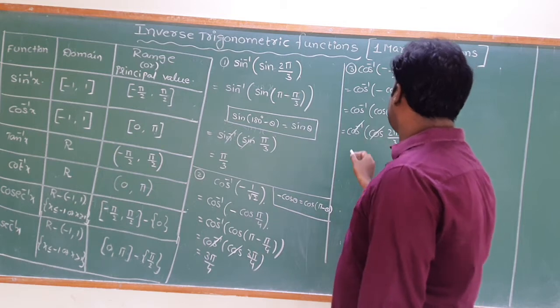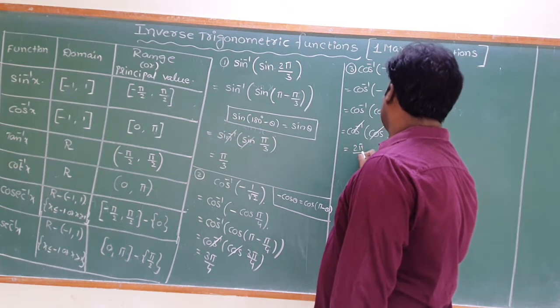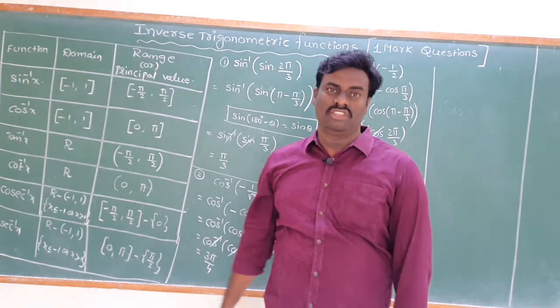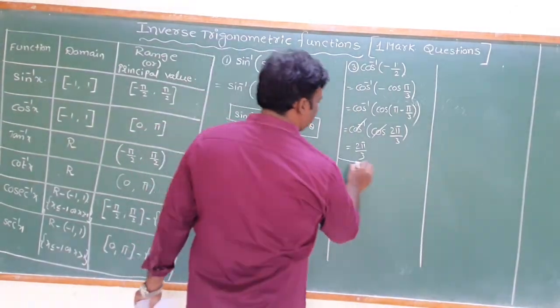Now cos inverse and cos get cancelled. Now the answer will be 2 pi by 3. This 2 pi by 3 is in the range 0 to pi. That is the third question.